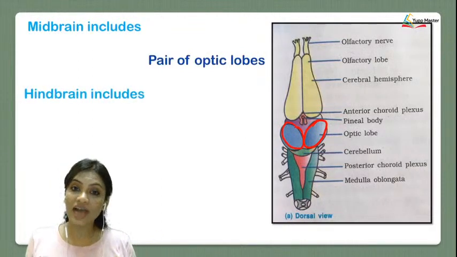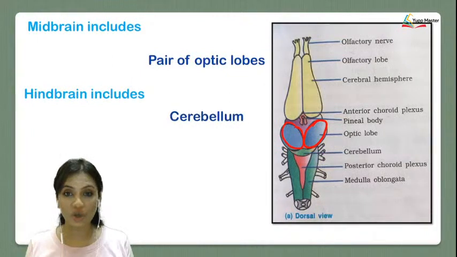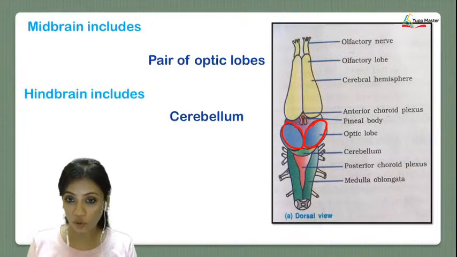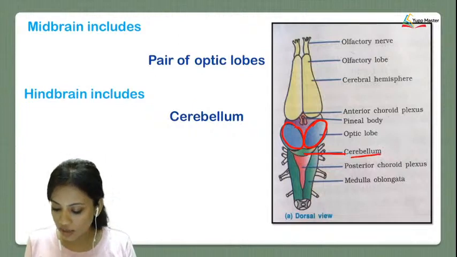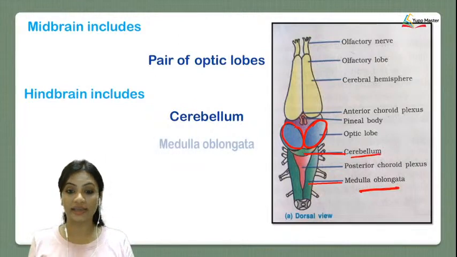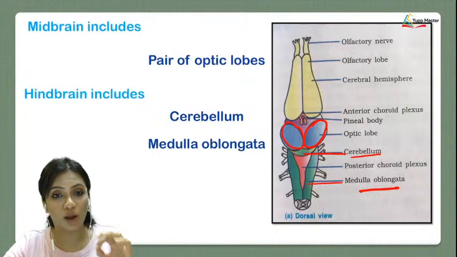Okay, what does the hindbrain include? The hindbrain has a part which is called the cerebellum. Okay, where is the cerebellum? Here it is. This is the cerebellum and the medulla oblongata. So, the hindbrain has 2 parts, cerebellum and medulla oblongata.